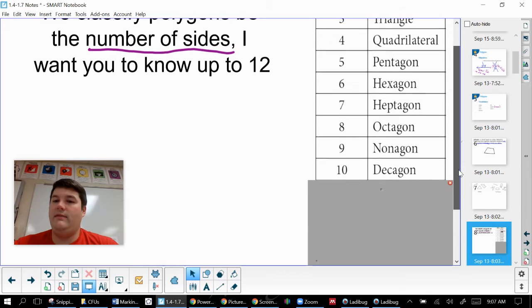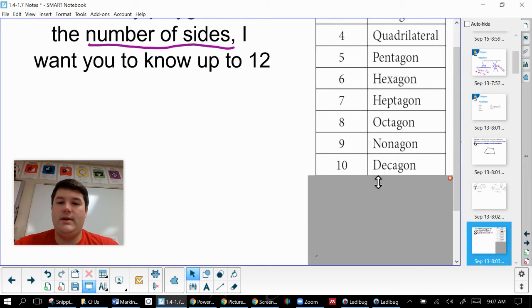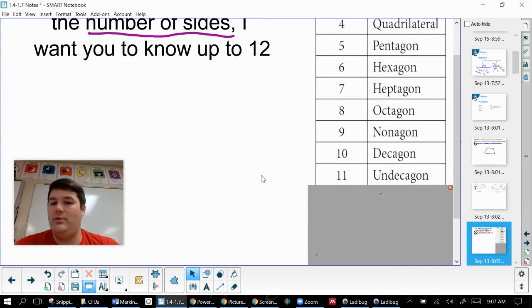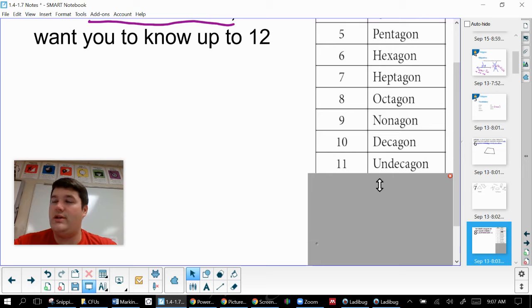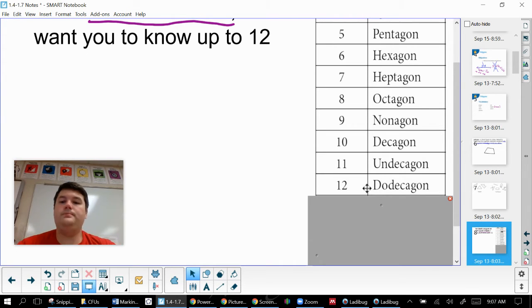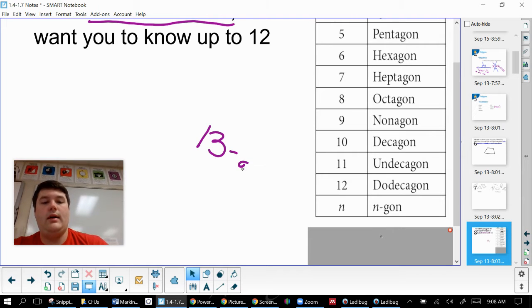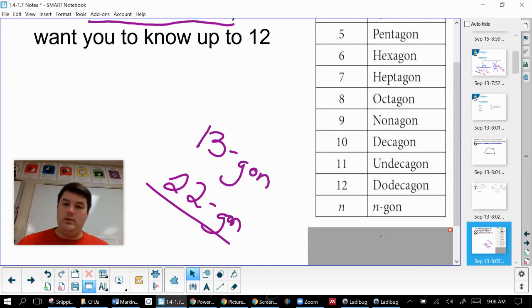I'm going to guess 11 is probably one almost nobody knows. Hendecagon or undecagon. That one you really don't hear all that much. It's a very uncommon one to ever use. 11 is just not a nice number for most things. And 12 is a dodecagon. Anything past that, and you'll just see whatever-gon. So you might see something like a 13-gon or a 22-gon. Don't worry, I will never make you draw a 22-gon. That's just mean.